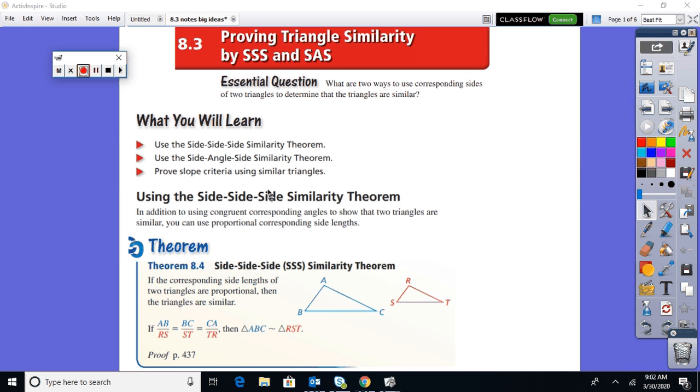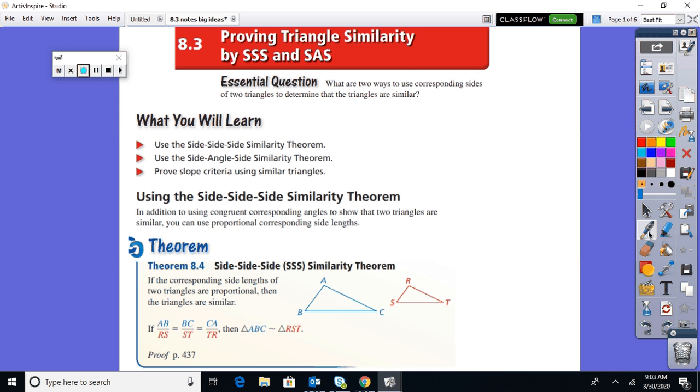Alright guys, the purpose of today's video is to go over section 8.3, proving triangle similarity by SSS and SAS. This is actually the section that we did right before we were closed, the last section we did Thursday and Friday, the last time I saw you guys. If you remember it well, then you really don't need to watch this video, but before we take the quiz on Thursday of this week, I wanted to just refresh you guys with what we were talking about in 8.3.